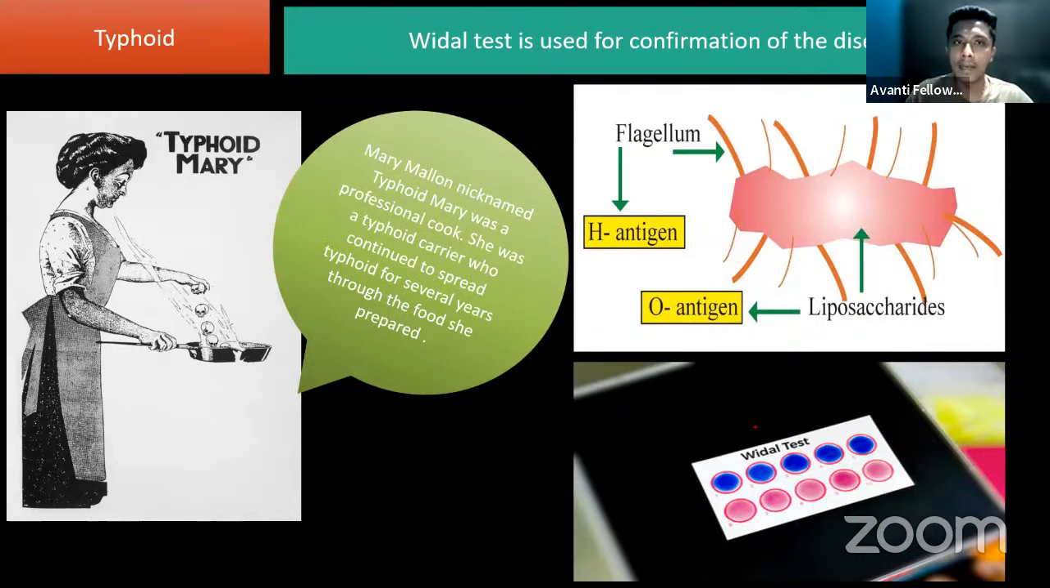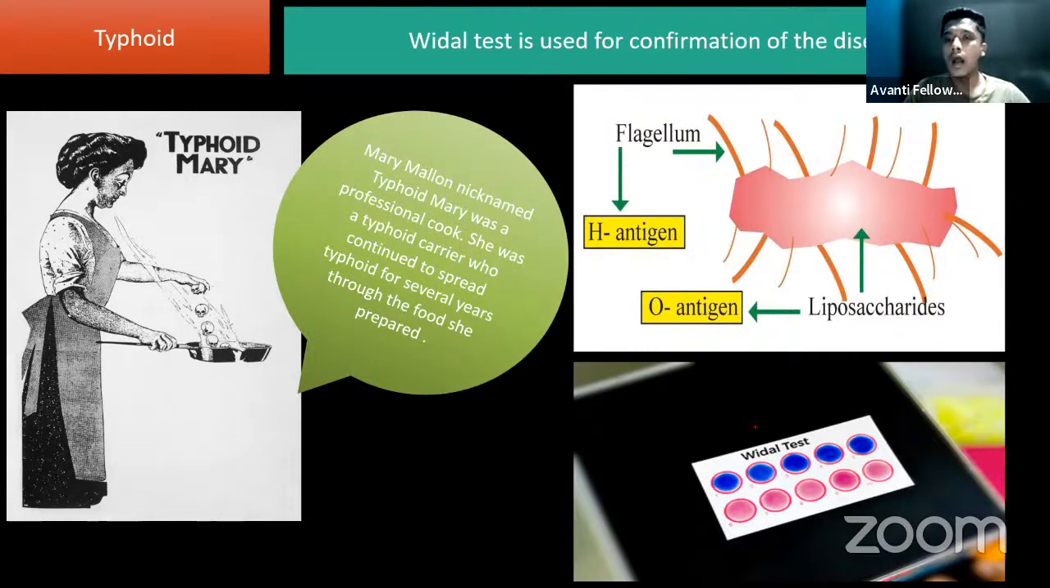But unfortunately, Mary Malone was an infectant of typhoid. She was carrying typhoid. Through her food, she started spreading this disease to thousands of people over several years. That is why she was infamously called Typhoid Mary. So this is one of the interesting stories about typhoid.